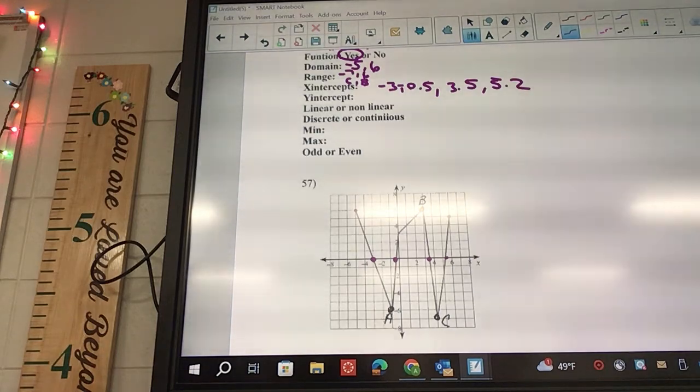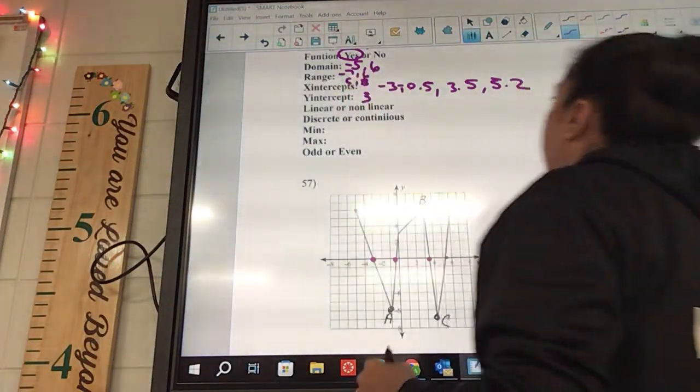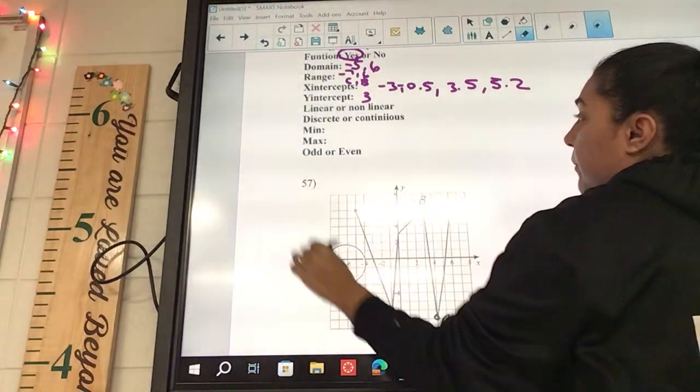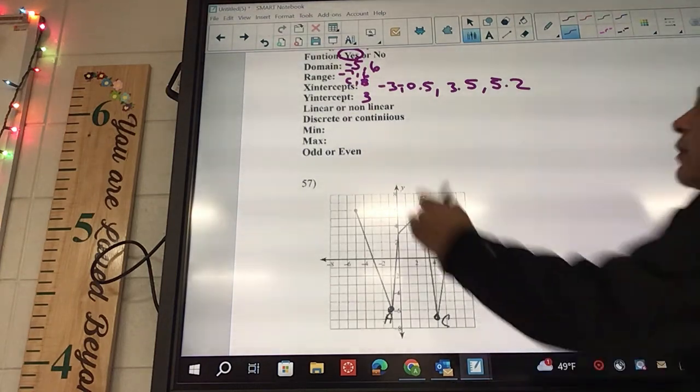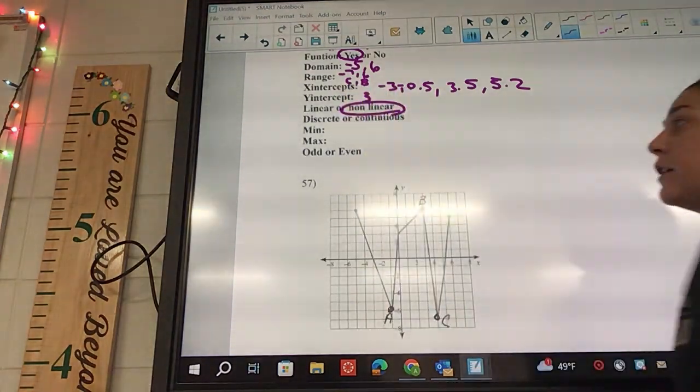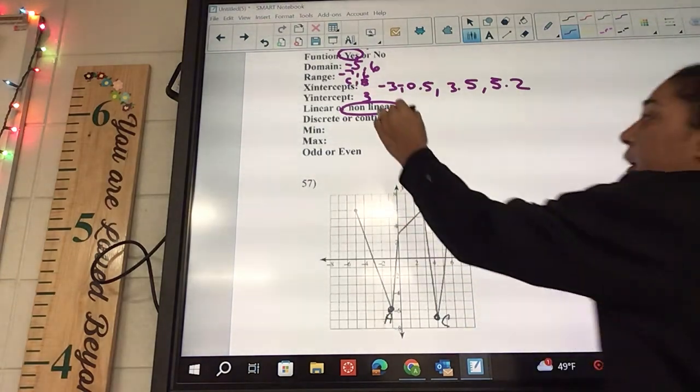Okay, what about the y-intercepts? There's just one, it's at 3. Okay, is it linear or non-linear? What should I tell you to guess most of the time? Non-linear. If you're not sure, guess non-linear. Discrete or continuous? Continuous. What should you guess? Continuous. If you don't know, guess that one.